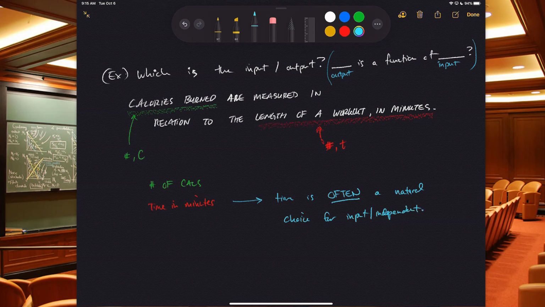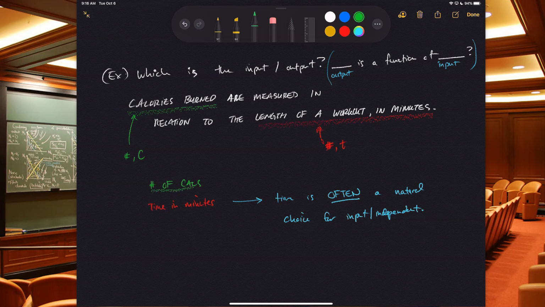And the reason for that is because time typically doesn't depend on anything else. Time is kind of doing its thing and marching onward. And other things can change in relation to time or in response to time. So time is often a very natural choice for input or independent. And I'd say the same thing here, right? The amount of time you're working out, we know that calories are being expended in that way during that window of time.